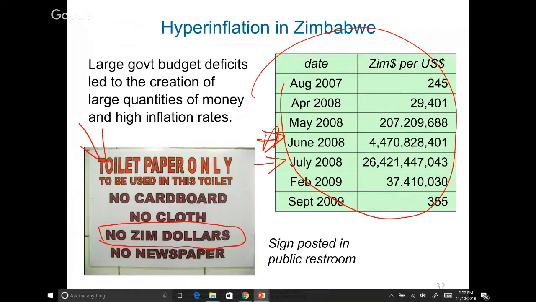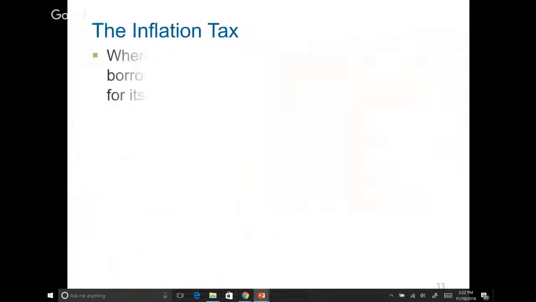Nobody wanted them. Many stores at the time didn't even take Zimbabwe dollars anymore. In many stores, not all, if you go into the store, they're only taking US dollars or euros. They don't even take Zimbabwe dollars anymore. All right.